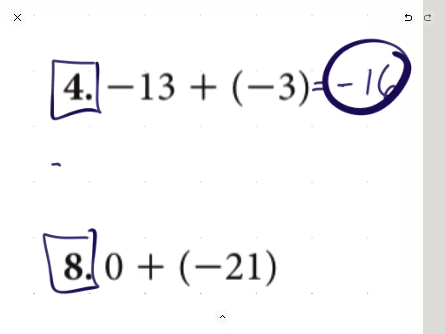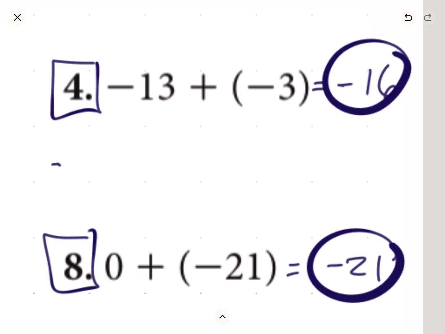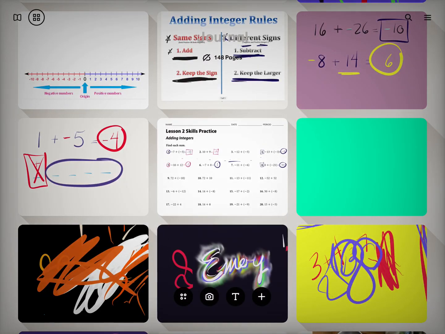And here's your 0. Again, 0 plus negative 21. If you don't add anything to negative 21, guess what? You still have negative 21. But they're different signs, so you subtract. Even if you go through the rules, 21 minus 0 is still 21. You don't take anything away, you still have 21. Keep the larger. 21 is bigger than 0. Since it's negative, your answer is negative 21.